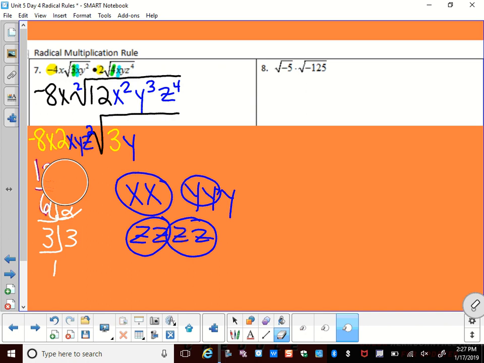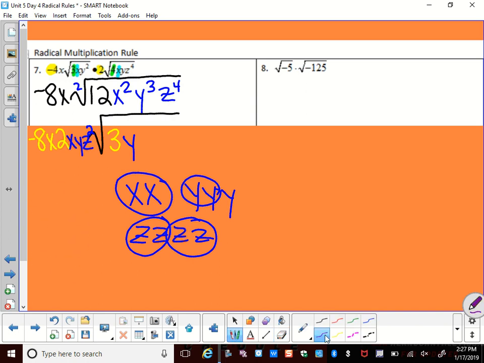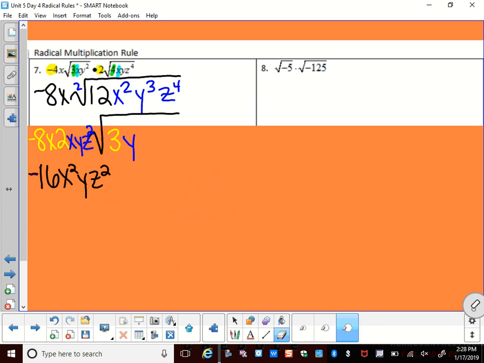I know this looks super long. It is. So if we clean this up, let's multiply what's on the outside. Negative 8 times 2 will give me negative 16. What does this x and x make? X to the first times x to the first? Yep, so x squared is on the outside. My y is good. My z squared is good. Wait, so they stay outside? Whatever's on the outside. Yep, all my pairs go to the outside. Whatever's left over stays under the radical.